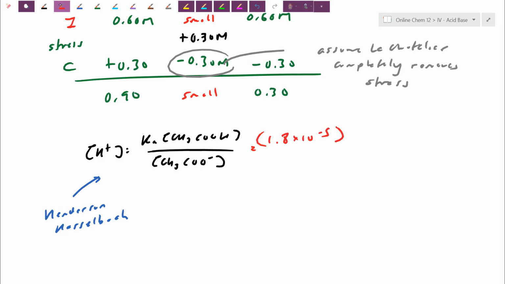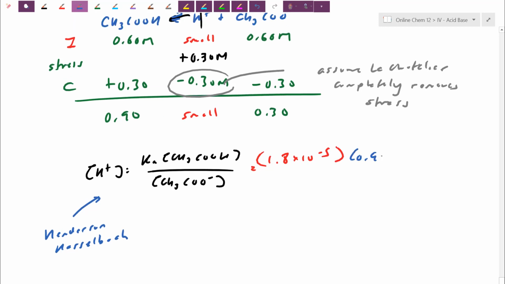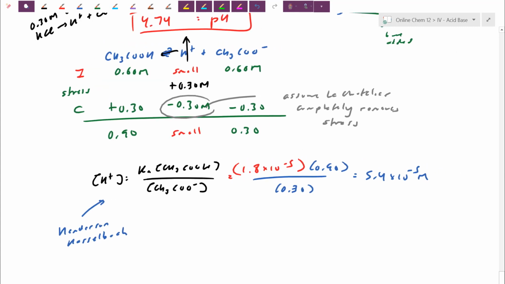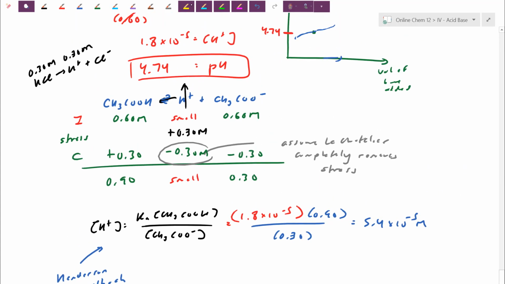This time, instead of both of them being 0.6 and canceling out, my acetic acid is actually 0.90. The acetate form is 0.30. Let's just punch that into the expression here. 1.8 e negative 5 times 0.9 divided by 0.3 gives me here 5.4 times 10 to the negative 5. Again, just looking at that numerical value, while earlier the H plus was just 1.8, now it's 5.4, so definitely it's become more acidic.